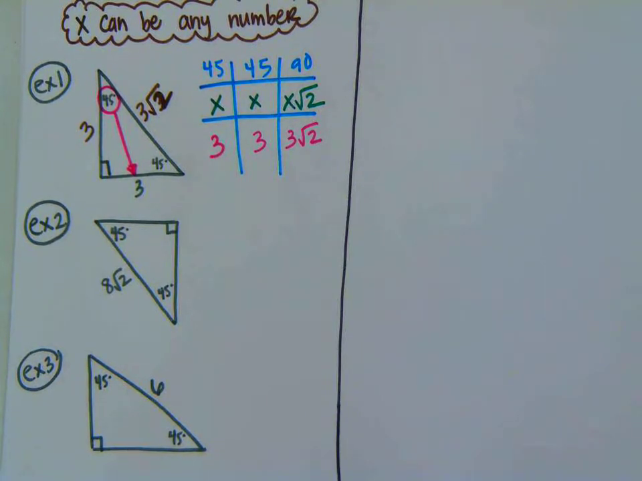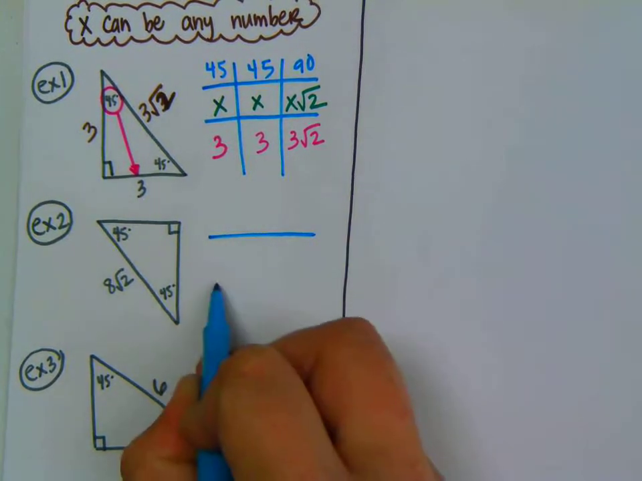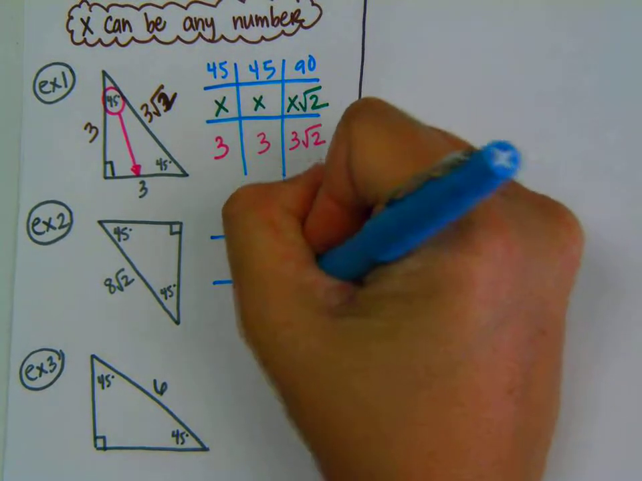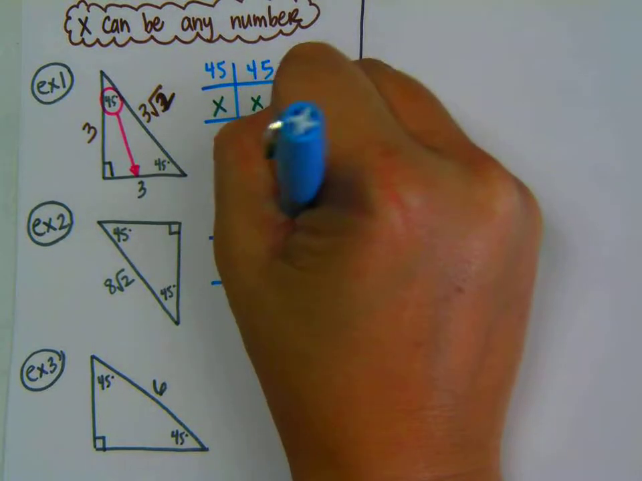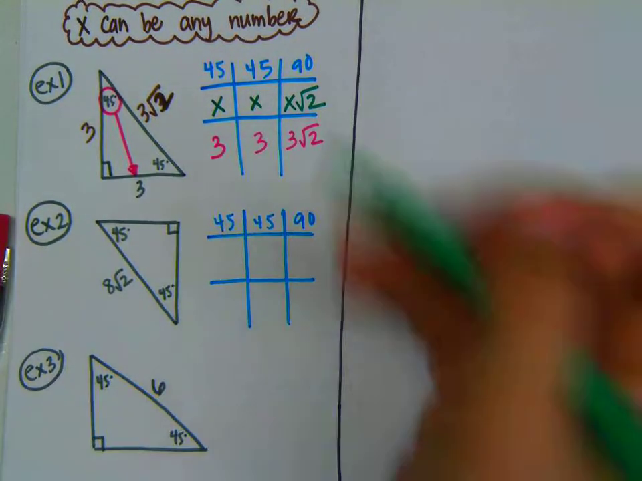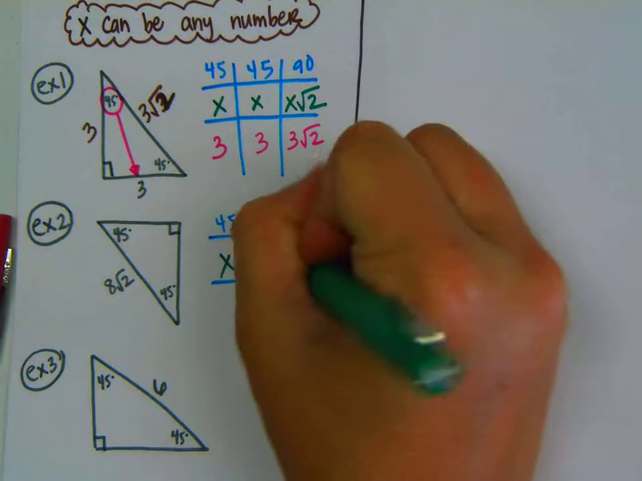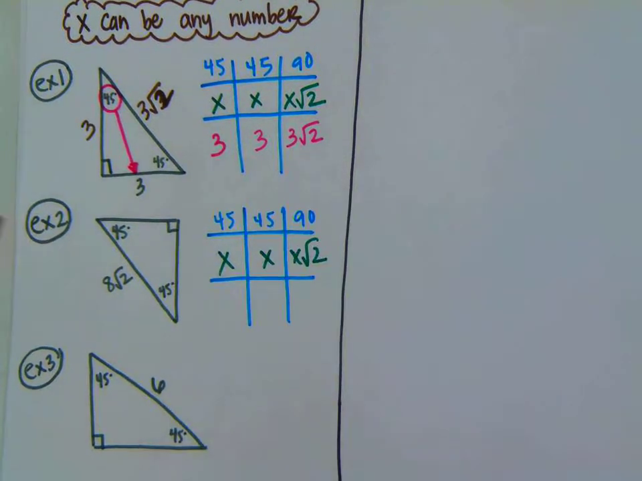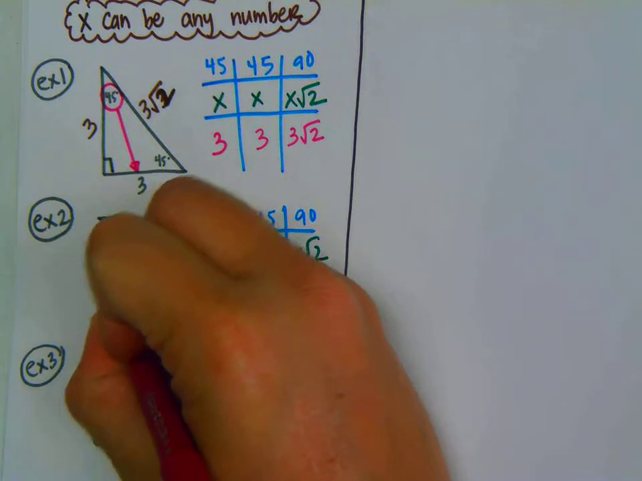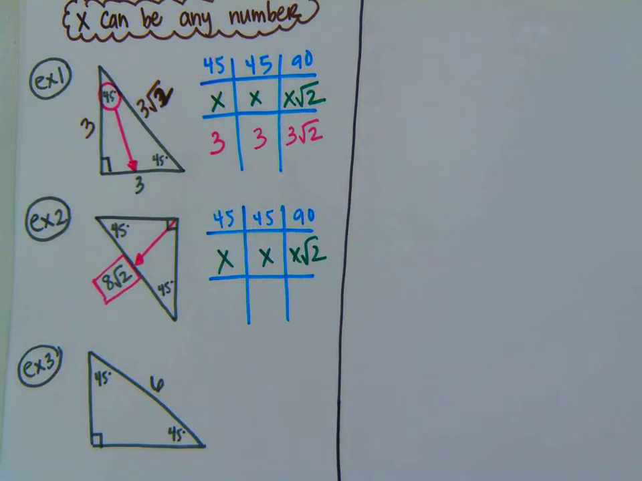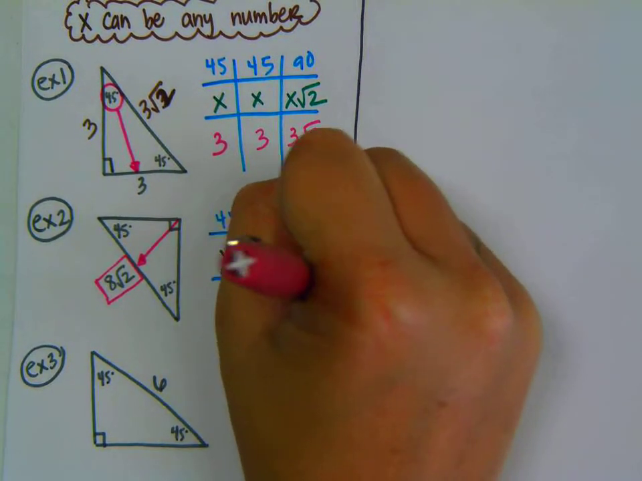So the first thing you're going to do is draw that tic-tac-toe board. 45, 45, 90. That second row stays the same. X, x, x root 2. And then the value we're given is across from the 90 is 8 root 2. So where am I going to put that? Underneath 90. So this is 8 root 2.